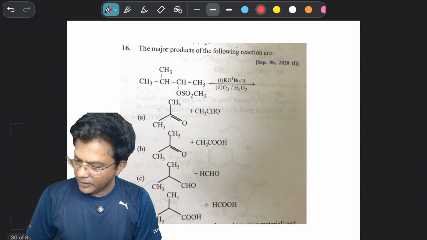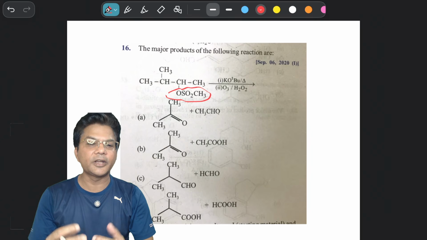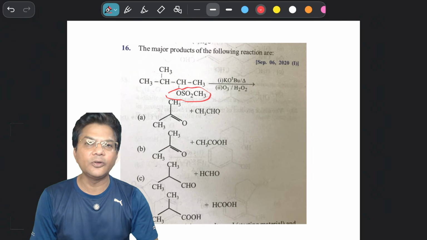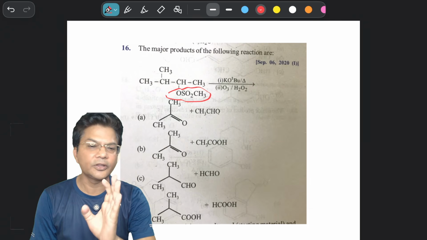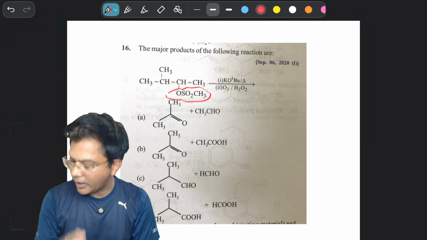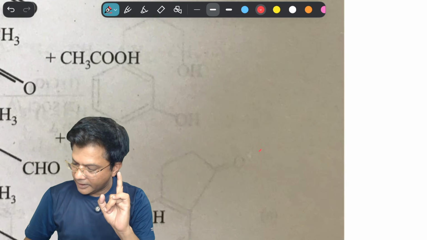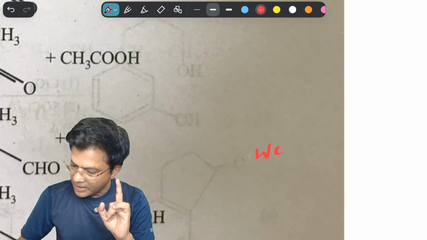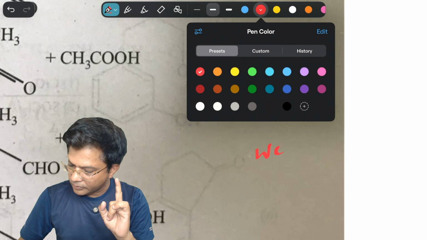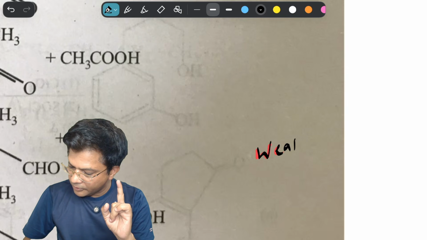Now, this is actually mesylate. If you don't know mesylate or whatever, it's a good leaving group. Remember that. Let me tell you, just like chloride, bromide, iodide, these are good leaving groups. How to understand? Let me tell you. Weaker bases are good leaving groups. Remember that. What I'm saying. Weaker bases are always good leaving groups.